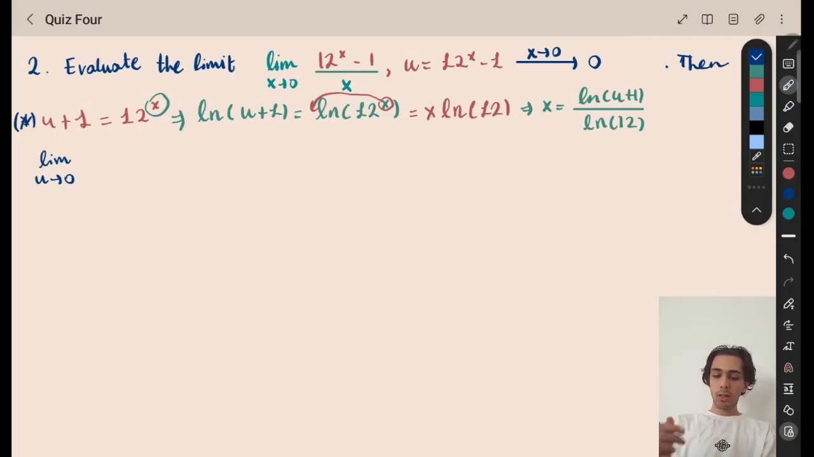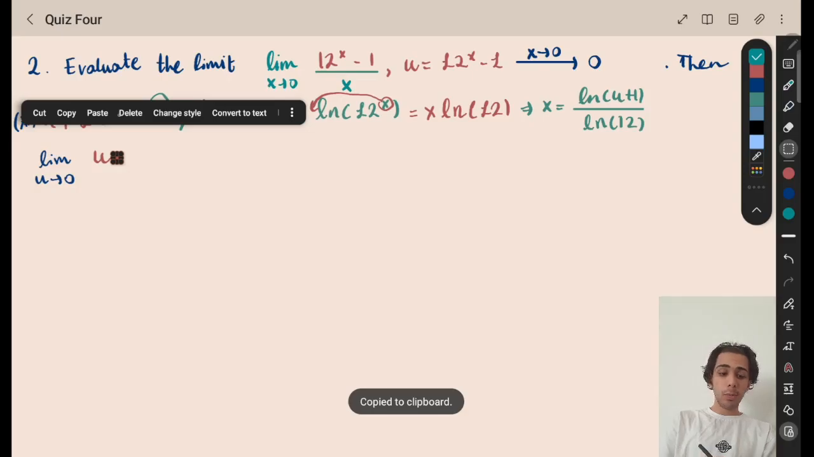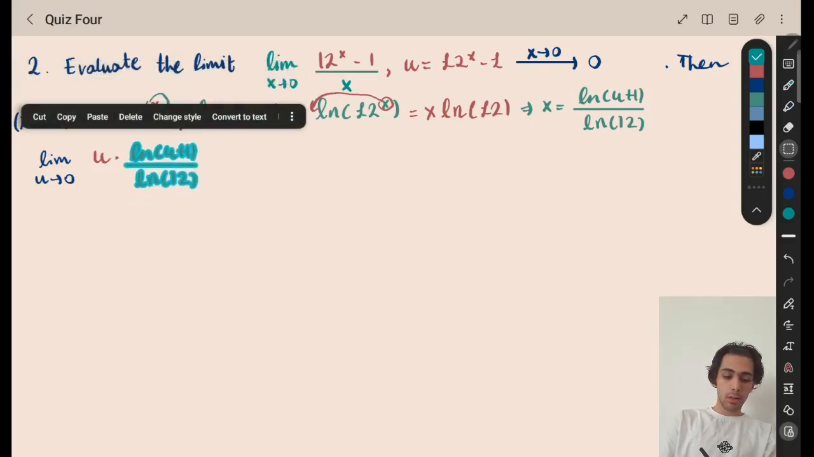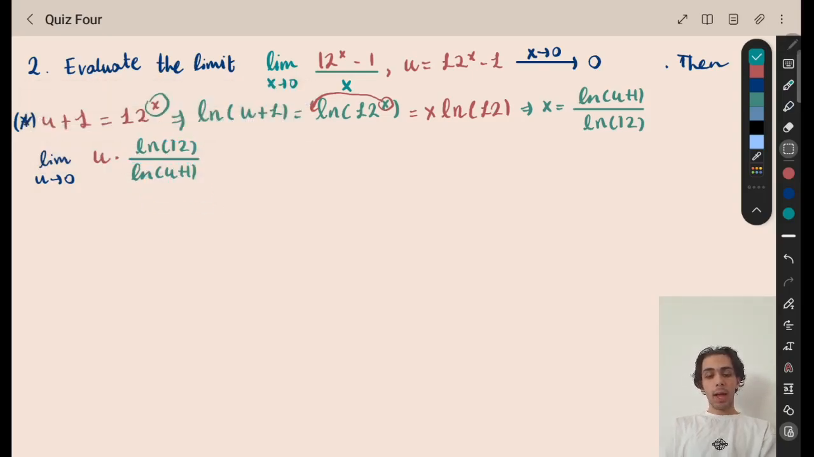Then, in the numerator, we have 12 to the x minus 1, which is now u. So it's u. And in the denominator, we have x. But I can just write 1 over x. Then, if this is the expression for x, I can get 1 over x by flipping the fraction like this. I hope you don't mind. And that is already a lot of progress with the problem.